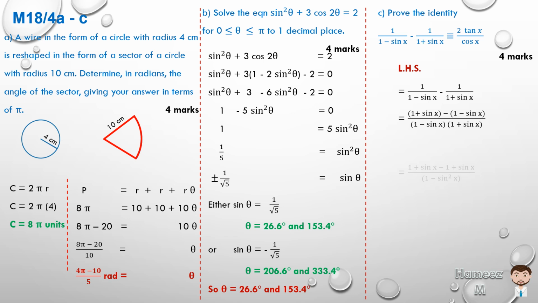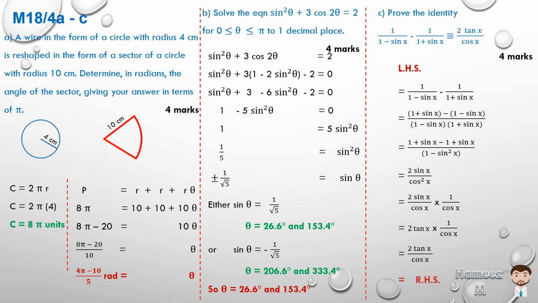If we remove the brackets, it will give us 1 plus sin x minus 1 plus sin x all over 1 minus sin squared x, because the denominator is the difference of squares. So the numerator simplifies to 2 sin x, and the denominator 1 minus sin squared x is equal to cos squared x. So we can separate it, so it will give us 2 sin x over cos x times 1 over cos x, and sin x over cos x is tan x. So that will give us 2 tan x times 1 over cos x, which is 2 tan x over cos x, which is the right-hand side. So we've proven the trigonometric identity.